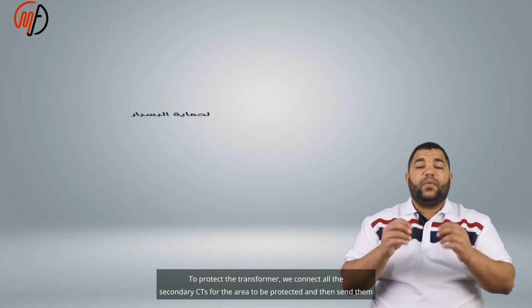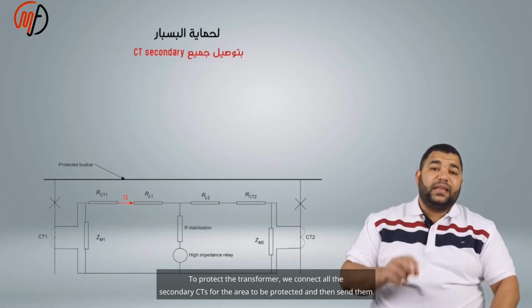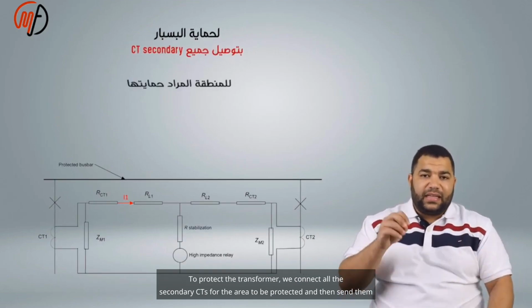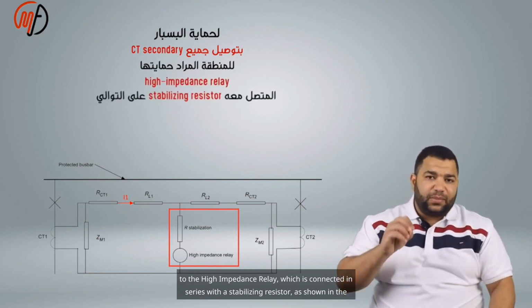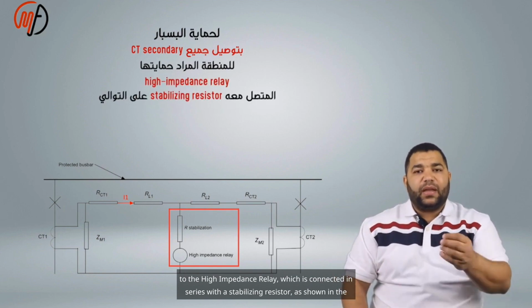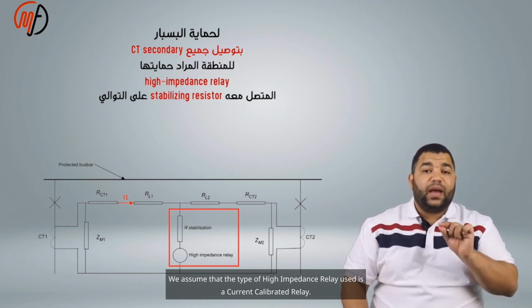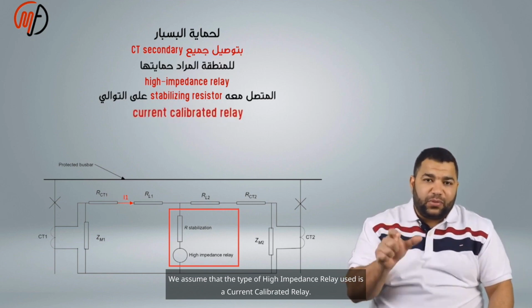To protect the transformer, we connect all the secondary CTs for the area to be protected and then send them to the high impedance relay, which is connected in series with a stabilizing resistor as shown in the picture. We assume that the type of high impedance relay used is a current calibrated relay.